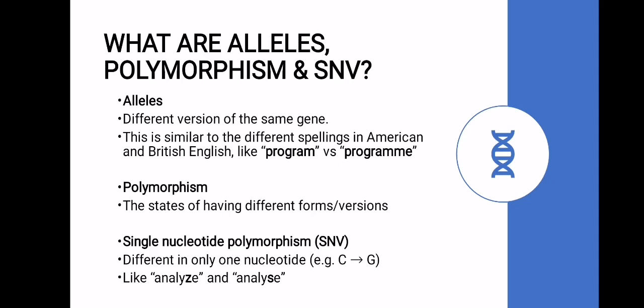SNV is the abbreviation of single nucleotide polymorphism. So it's different in only one nucleotide. When the gene is different in only one nucleotide for different alleles, for example, C becomes G, this is known as SNV. In our daily life, we can see that British English and American English are different, like analyzed with the Z and analysed with S. You can understand it in this way.